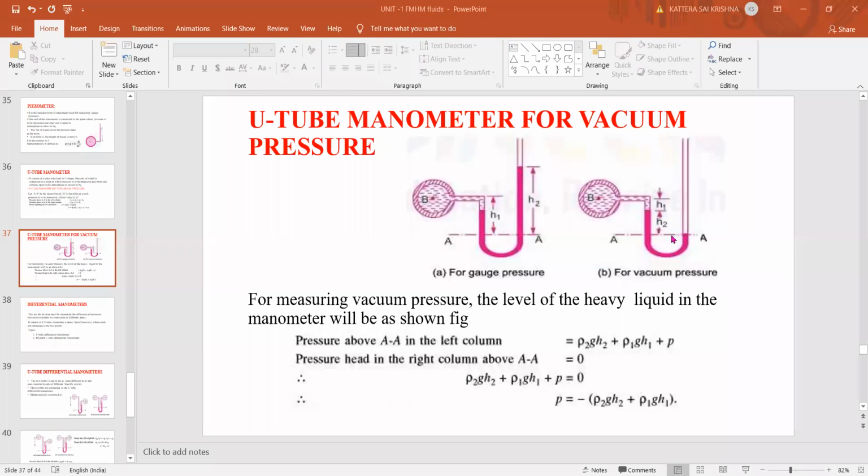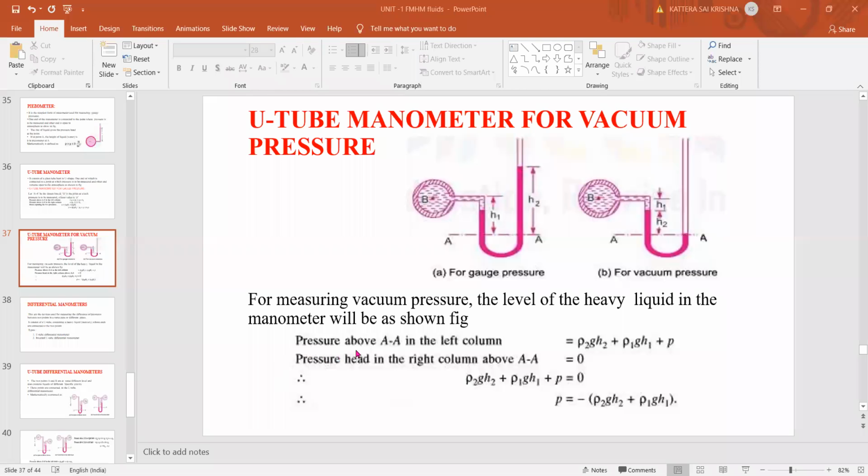The datum line will be like this. So here, in the right limb above the datum line, we cannot see any liquid. So that is nothing but the datum always being below your atmospheric pressure. In this way it will look for vacuum pressures. So for measuring vacuum pressure, the level of heavy liquid in the manometer will be shown.